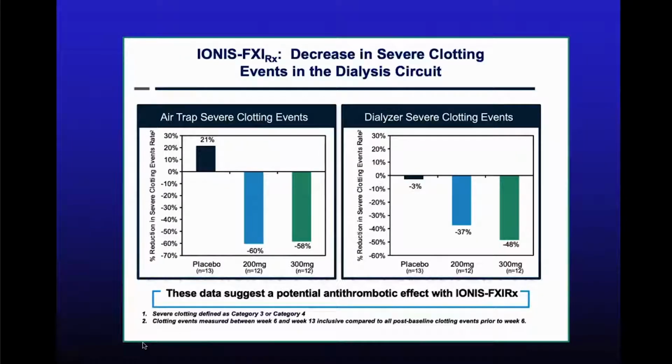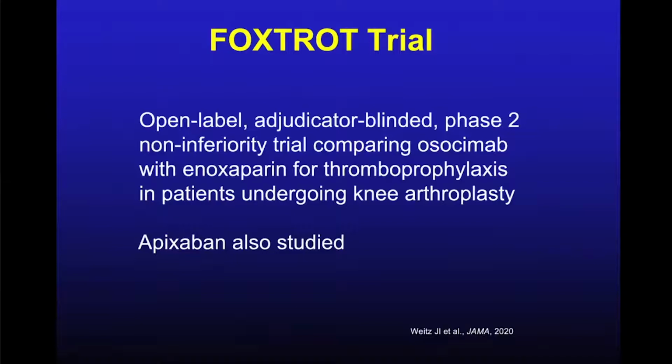Now, in the air trap, as you can see here, compared to placebo, there really is quite a significant reduction, both with the 200 and the 300 milligram, in these clotting events in the air trap, and a very similar picture is seen in the dialyser clotting measurement. So this is with the factor XI Ionis. Then we had the opportunity to look at the FOXTROT trial.